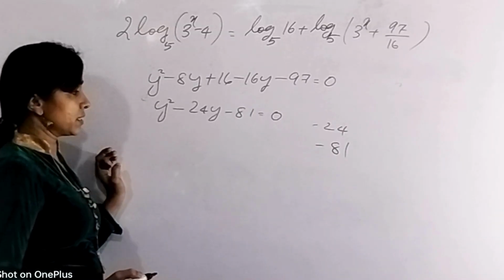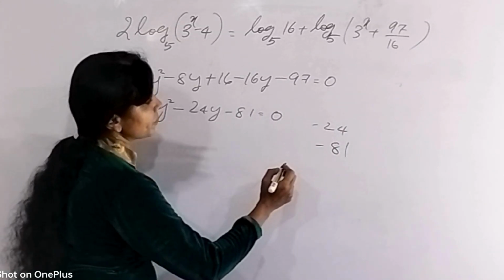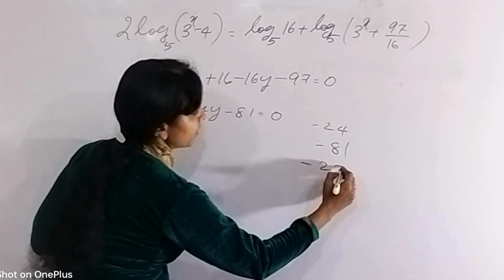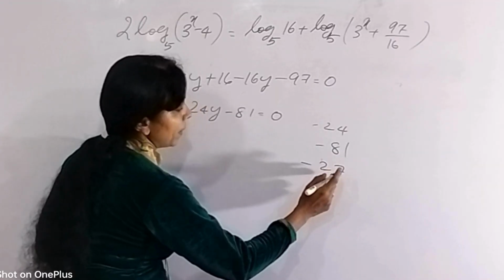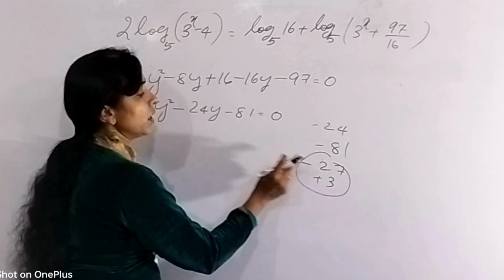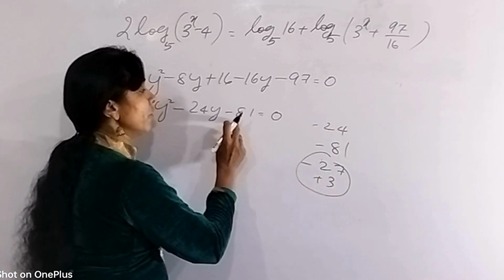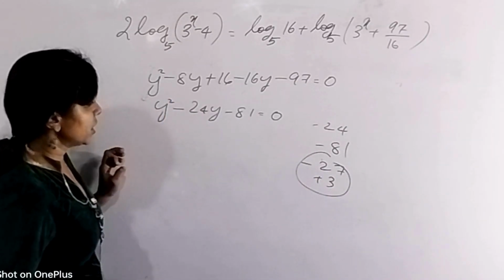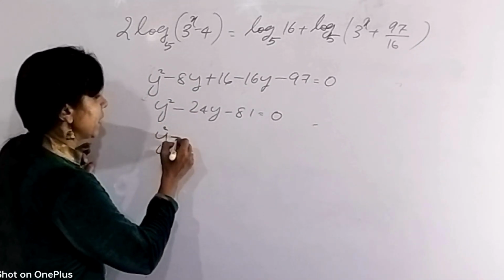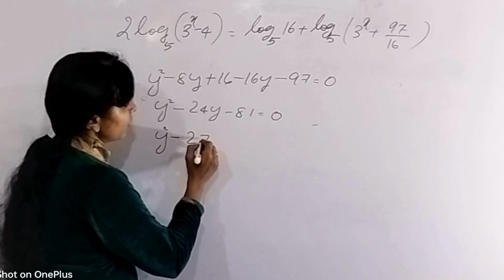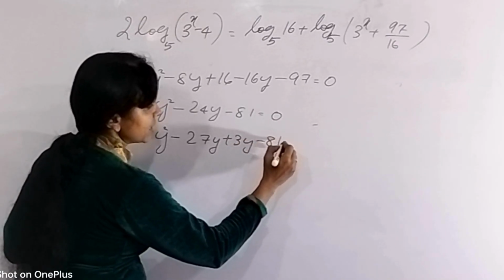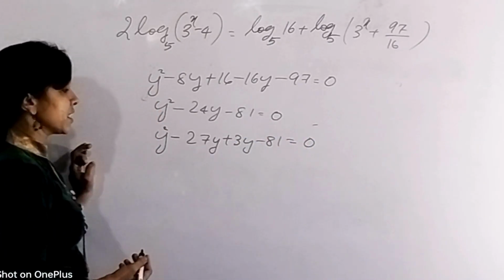So which are the two numbers? So I can here take minus 27 and plus 3. Minus 27 plus 3, we get the sum minus 24, and minus 27 into 3, we get the product minus 81. So I am going to split this term as y square minus 27y plus 3y minus 81 is equal to 0. This is the way to do the factorization.